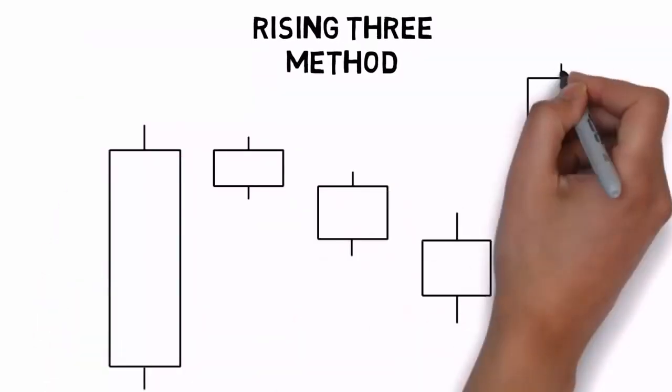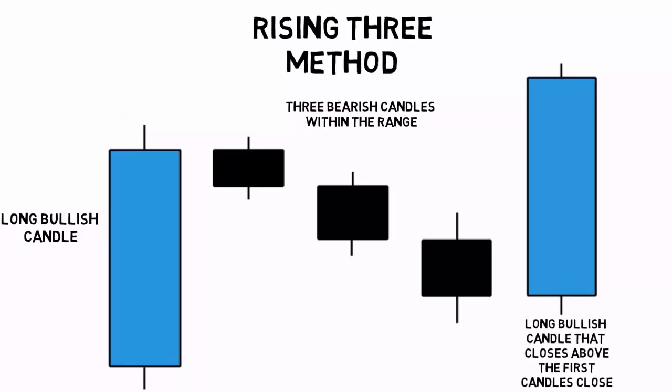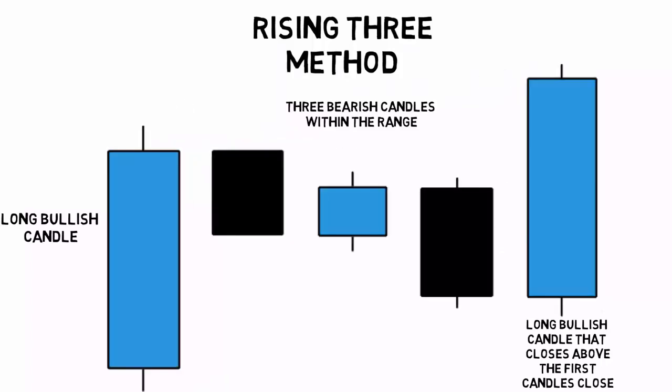Rising tree method is a 5 candlestick bullish continuation pattern. The first candlestick is a long bullish candle. The next 3 are small bearish candles that fall within the range of the first candle. And the fifth candlestick is a long bullish candle again that closes above the first candlestick's closing price. Take note that the third candlestick can be bullish as well. The important thing is that it still trades within the range.